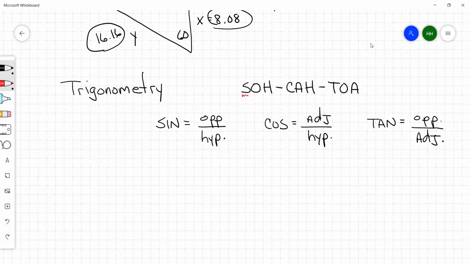The S is sine, the O is the opposite, the H is hypotenuse. Sine equals opposite over hypotenuse. Cosine equals adjacent over hypotenuse. Tangent equals opposite over adjacent. The letters of the acronym are the beginning letters of the ratio and the two sides that form that ratio.